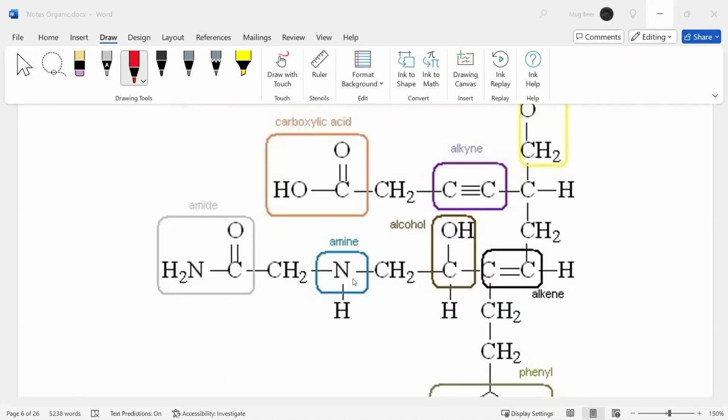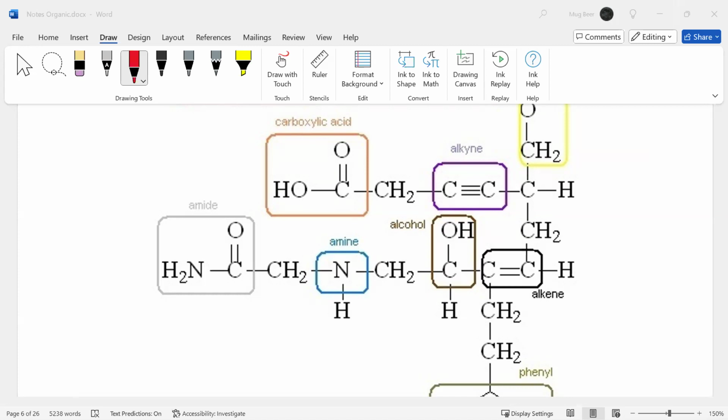An amine is going to be a nitrogen that's connected to a carbon. It could be connected to 1 carbon, 2 carbons, or 3 carbons. The important thing to realize is none of those carbons can be carbonyl carbons. So where have you heard that amine before? Amino acids.